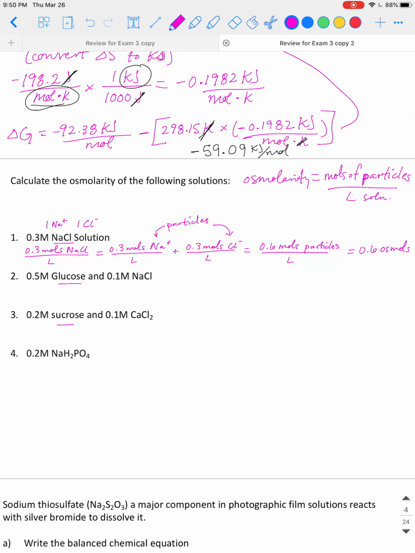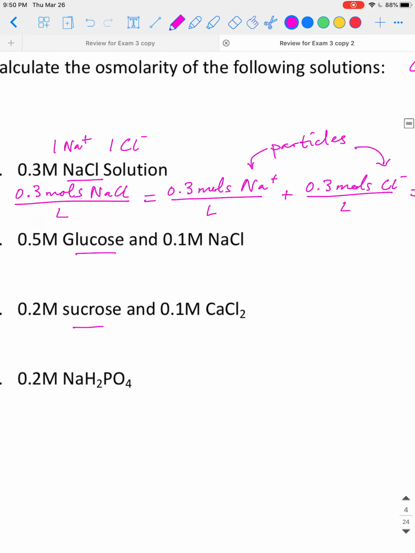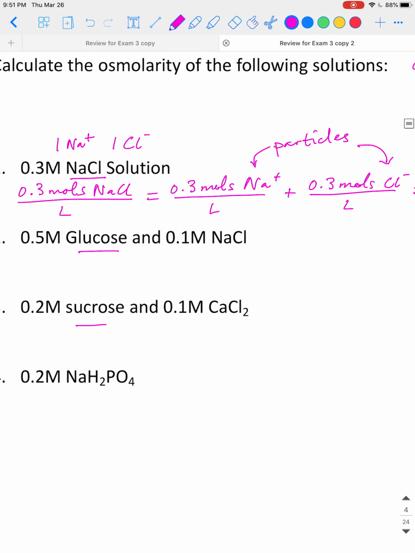Okay, now let's do number 2. So I'm going to zoom in so that I can write small again. With glucose, I'm going to just write this out. If I have 0.5 molar, I have 0.5 moles of glucose per liter. Glucose is the smallest particle we can get here. Glucose does not break apart into ions, so we don't have any smaller particles it will dissolve into. So what I have is 0.5 moles of glucose particles, if it helps for you to see it like that.